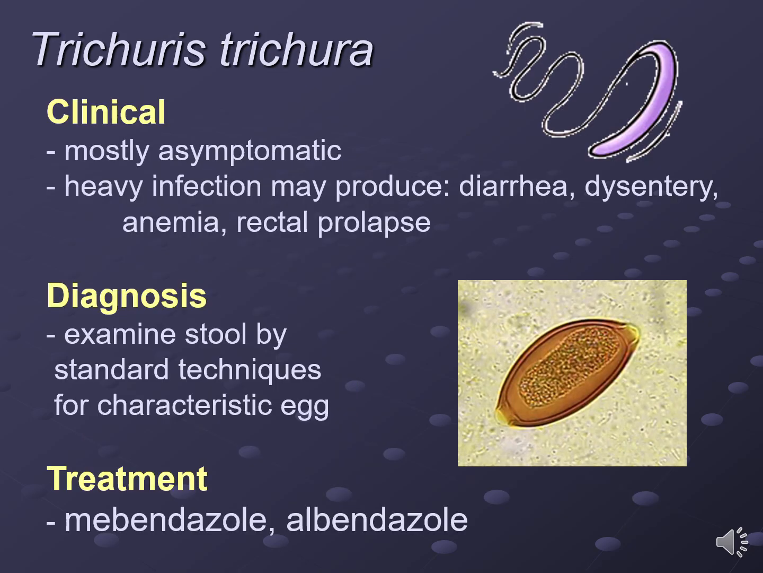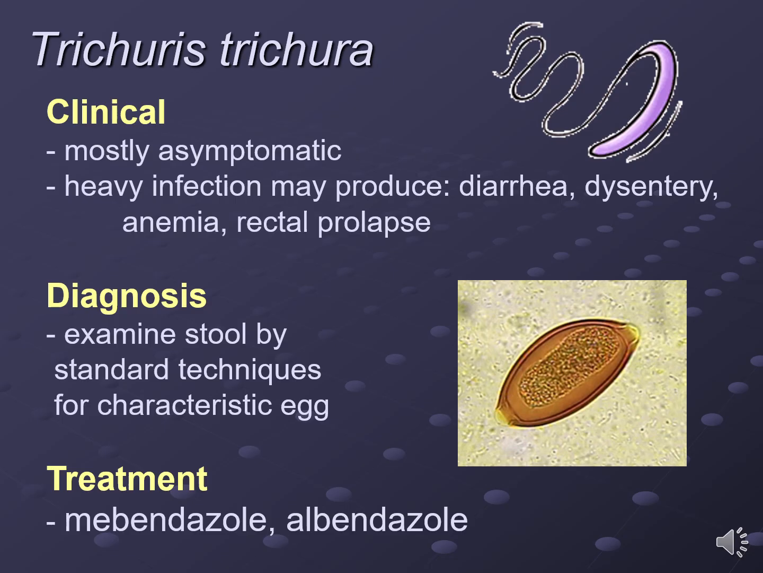Now, Trichuris trichiura, or the whipworm, again is mostly asymptomatic, but heavy infection may produce diarrhea, dysentery, anemia, and rectal prolapse. Those are rather rare findings, and they correspond to heavy infection. Diagnosis is by examination of the stools, by standard techniques to find the characteristic egg. And the egg is like you see here.